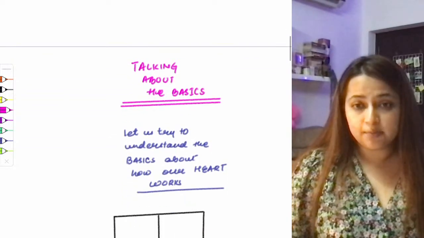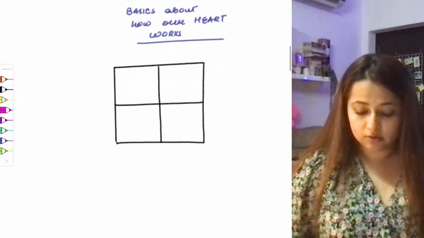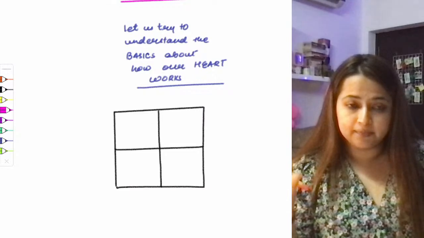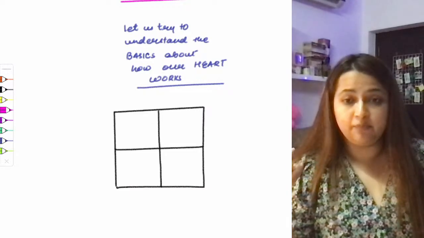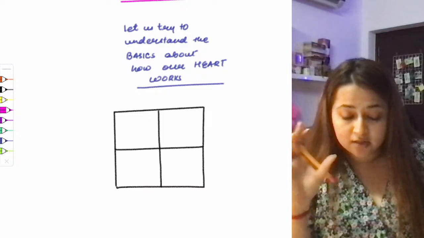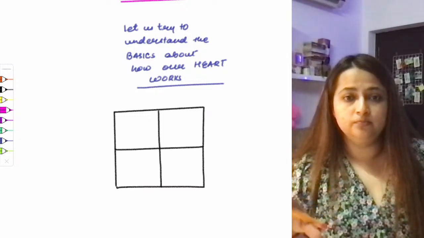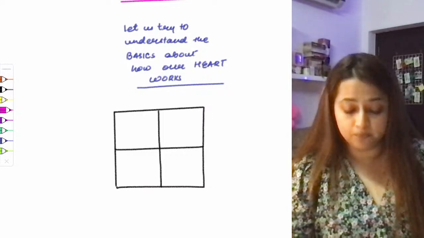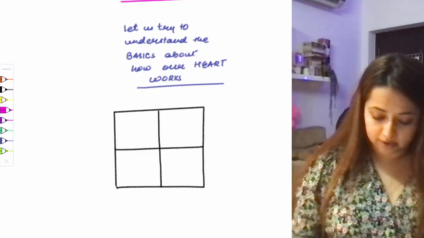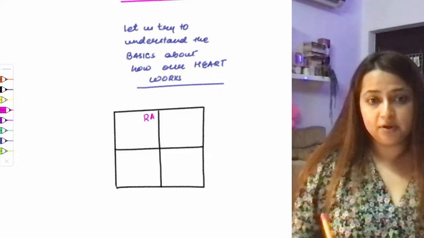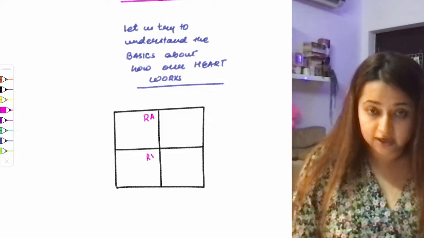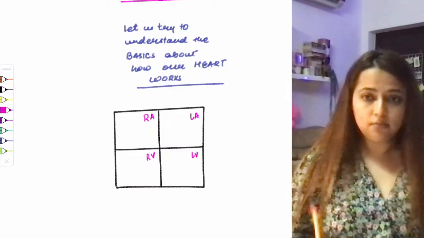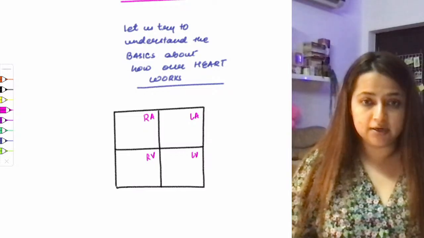Let us try to understand the basics about how our heart works. How do you have to imagine it? When you start the cardiovascular system, how can you have an imaginative memory about the heart? This diagram is going to help you in understanding a lot of pathophysiologies regarding the different diseases also. So let us try to understand what's happening here. This chamber is known as the right atrium. This is the right ventricle. This is the left atrium. This is the left ventricle.